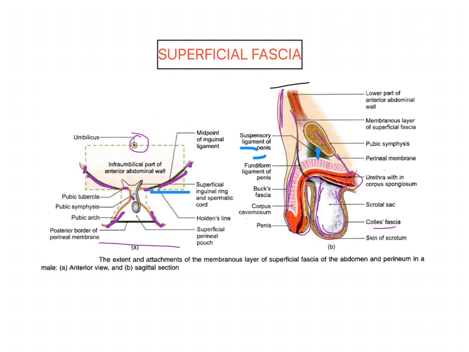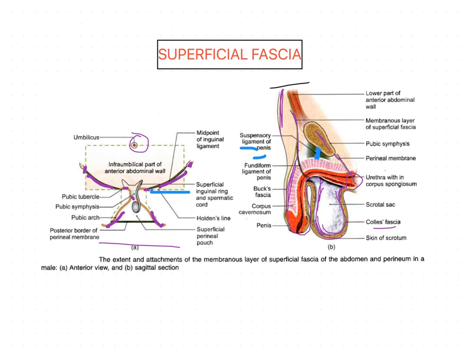So the suspensory ligament is derived from the membranous layer, that is Scarpa's fascia of the anterior abdominal wall, which is attached to the pubic symphysis, which holds the penis close to the pubic bone and supports the penis when it is erect.